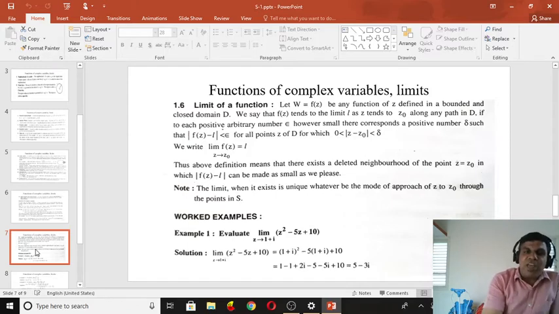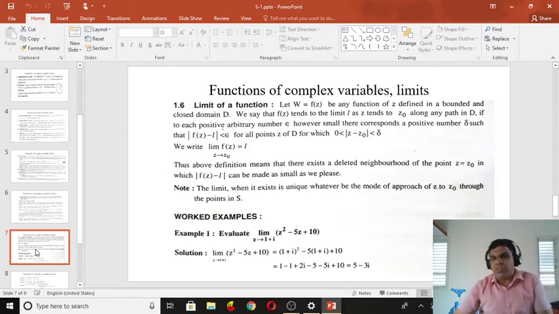We extend the same way to express the complex variable form. Let w equal to f of z be a function of z defined in a bounded and closed domain D. We say that f of z tends to limit L as z tends to z naught.